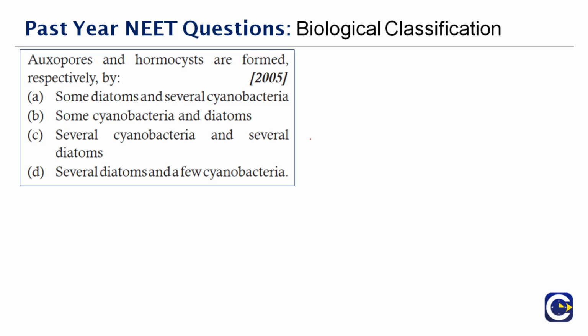Oxospores and homocysts are formed respectively by dash. So where do you find this particular structure? You're given 4 options here, but before that, tell me, what is diatoms? How can you describe diatoms? Is diatoms an algae or a bacteria? It's an algae.